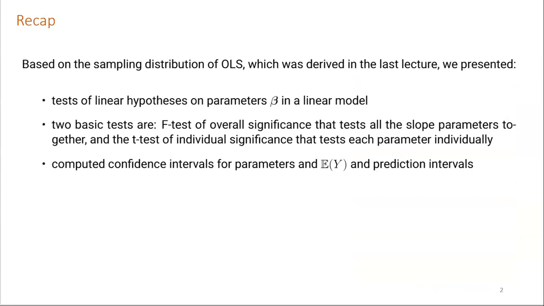Today's topic is diagnostics, which is a continuation from last week's lecture. The story so far is we've derived the sampling distribution of the OLS estimator under the standard assumptions. And we derived the general test for general linear restrictions, which encompasses the F-test for overall significance and the T-test for individual significance. Then we finished off by looking at confidence intervals for the parameters and the mean of the predicted value, and prediction intervals.